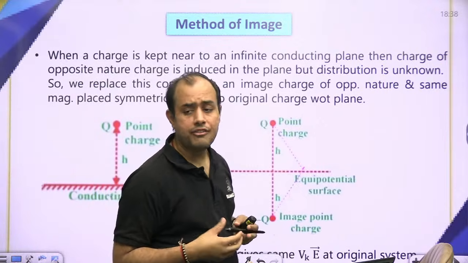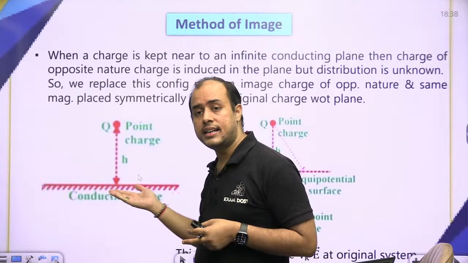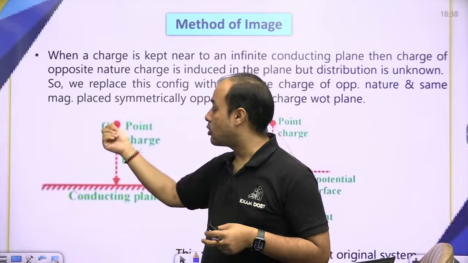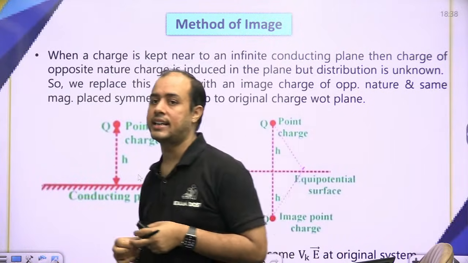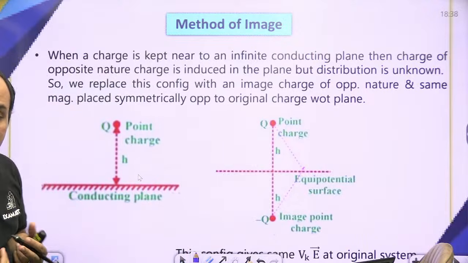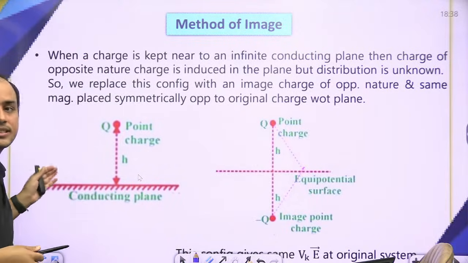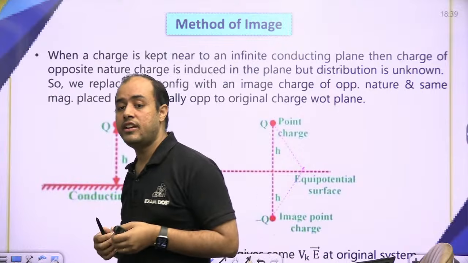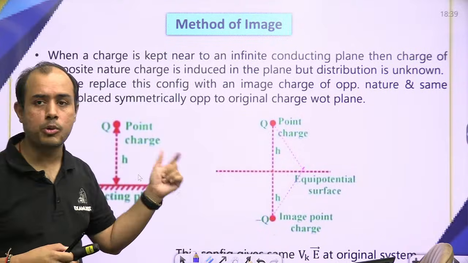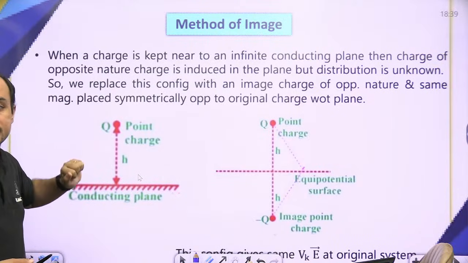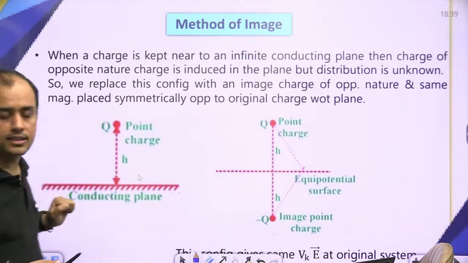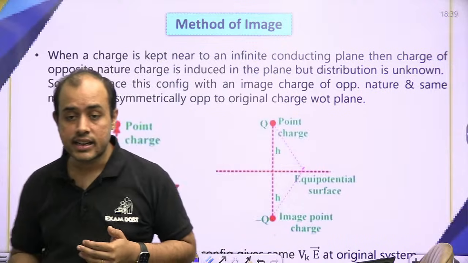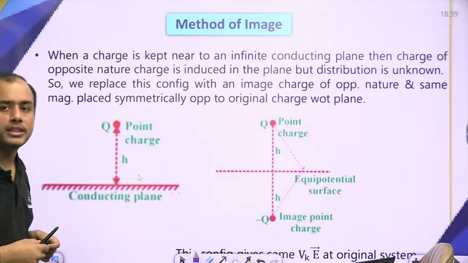Now beta, whenever you bring a charge near a conducting plane, opposite charge gets induced in the conducting plane because positive will attract the negative inside the conductor. Now it's very difficult to understand how the charge is distributed. ये समझना बड़ा मुश्किल है कि चार्ज कैसे फैला है. And then when we wish to find the electric field or the potential, we have to consider the point charge as well as the induced charge. अब हमें induced charge का आइडिया ही नहीं है कि ये कैसे फैला है, उसे कंसीडर करके फील्ड या पोटेंशियल निकालना बहुत ही डिफिकल्ट है.